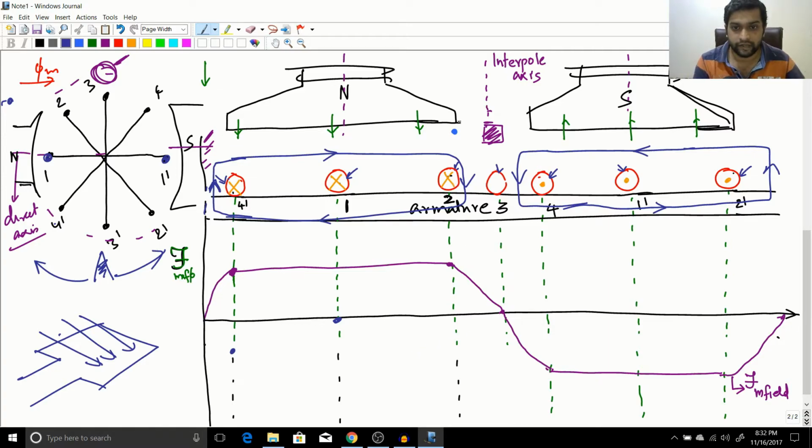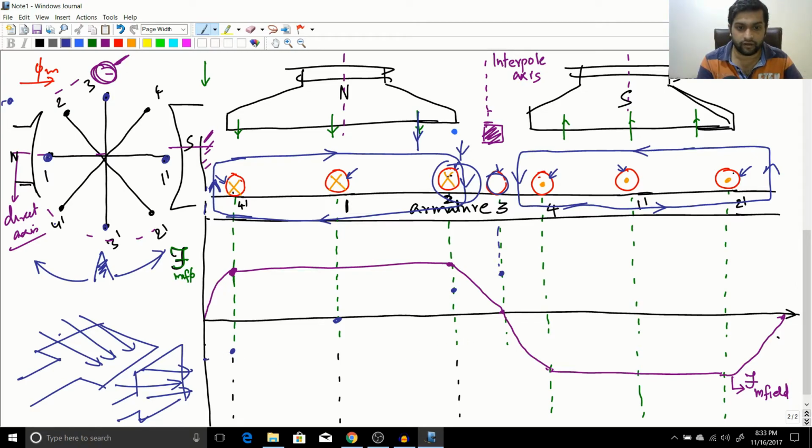Now, here you can see in the third position, conductor number 2, the main field MMF is like this and the armature MMF is also in the same direction. Therefore, it will have a positive value. So, here somewhere we can show it to have a positive value. And this particular conductor, number 3, has the maximum MMF. Why? Because the entire flux is going to cut there. So, it has the maximum. MMF is going to peak at this particular area. So, under 3, MMF is going to peak.